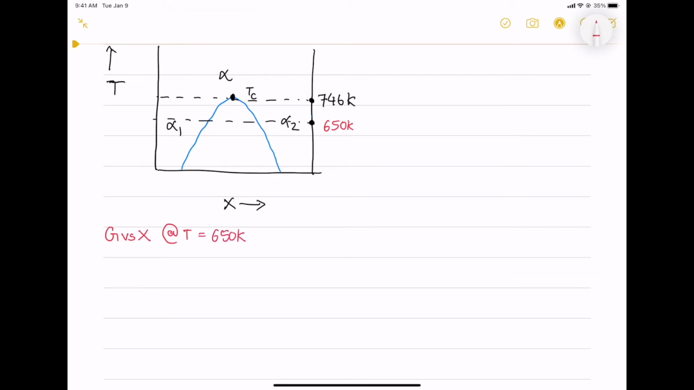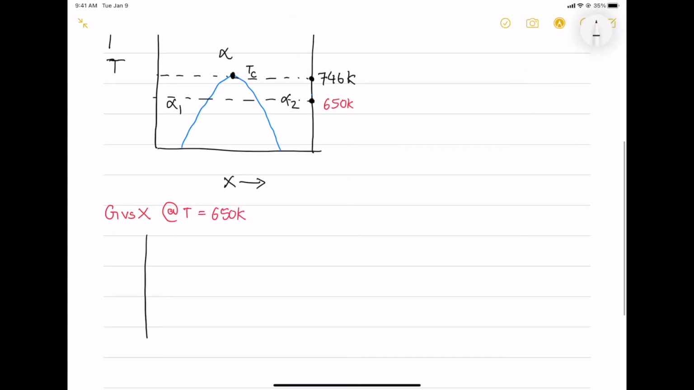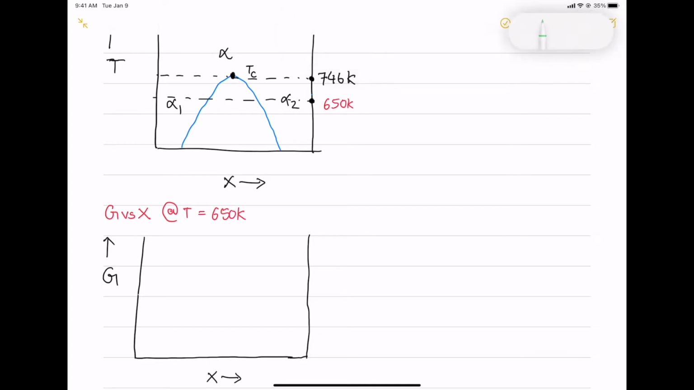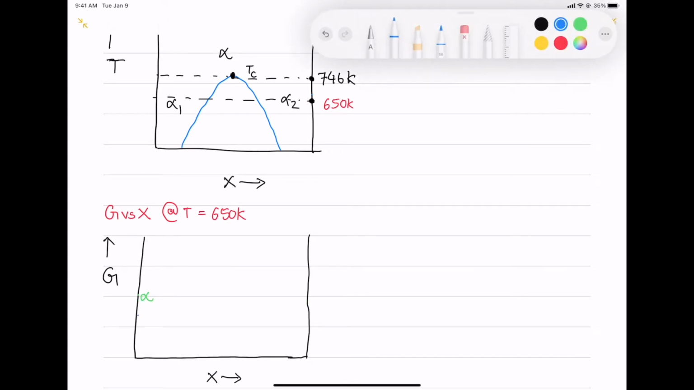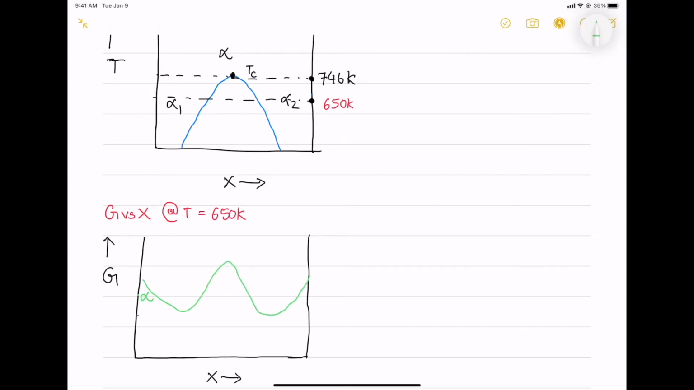So if we draw G versus X curve at 650 Kelvin, we have an alpha curve where there is a common tangent. So here we should draw a curve like this, and the common tangents are at x1 and x2. So those are the points.